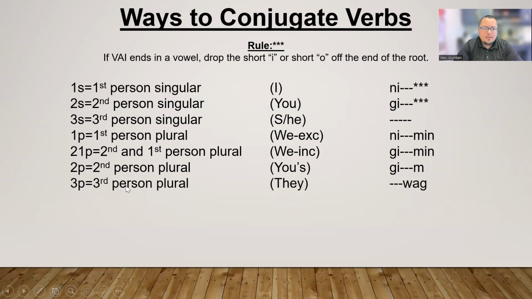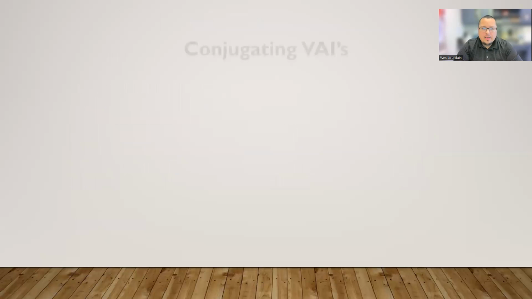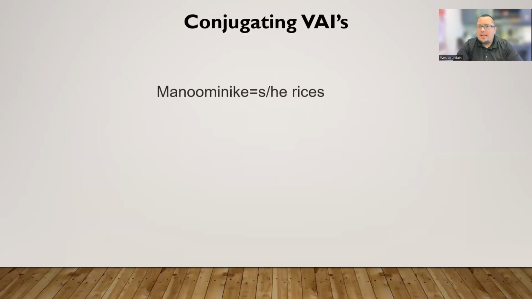And third person plural, we see the 3P. That usually signifies third person plural: they. You use your verb plus a wag ending. Okay, so these 7 we're going to use in this episode. And fourth person and unspecified person come at a later date as soon as I figure that out. Still a little bit green on that one. But as soon as I get it, I will share that information also. So let's get started conjugating VAIs in the future tense using the word manominike.